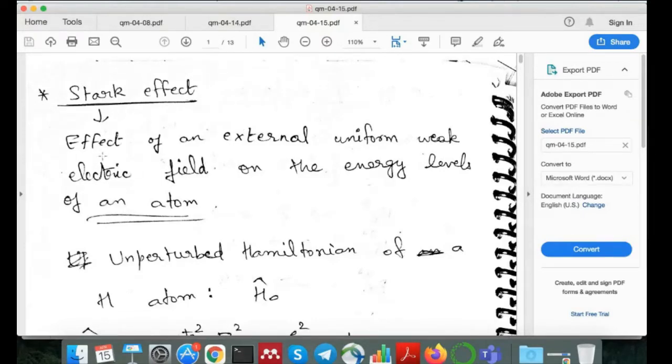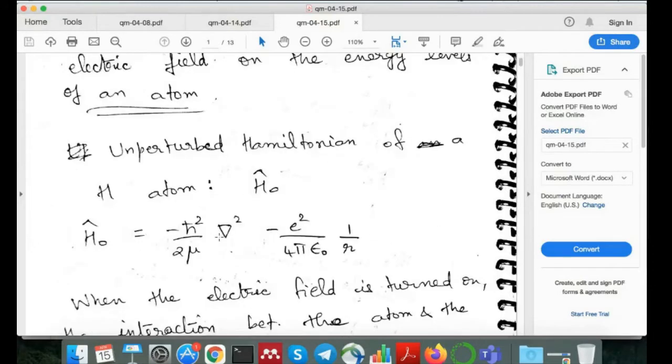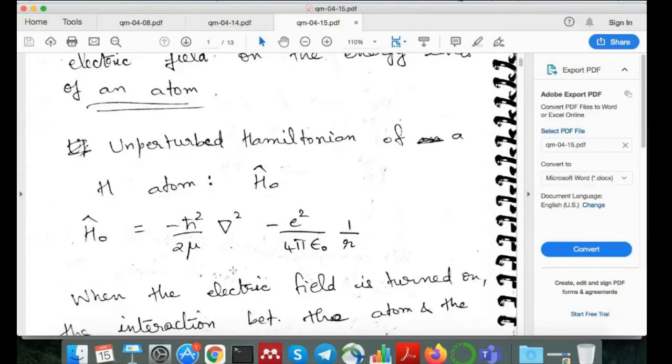So Stark effect is basically the effect of an external uniform weak electric field on the energy levels of an atom. So Zeeman effect and Stark effect have a correspondence, in the sense that Zeeman effect is for magnetic field, Stark effect is for electric field. If you look at the unperturbed Hamiltonian of a hydrogen atom, when there is no electric field, the Hamiltonian looks like this. This is the kinetic energy term, mu is the reduced mass. This is the Coulombic potential. So this is just our normal Hamiltonian for the hydrogen atom.